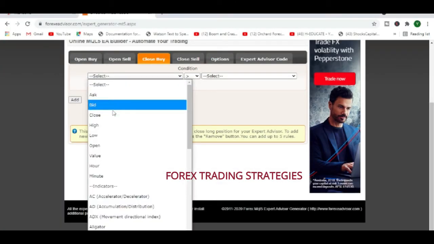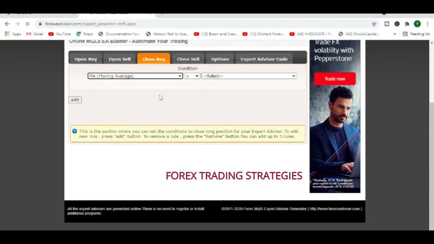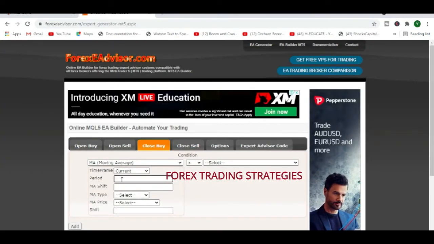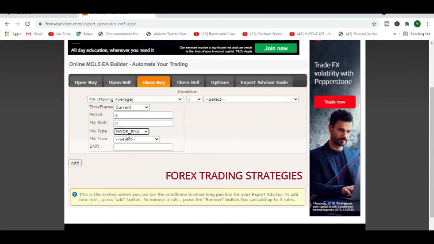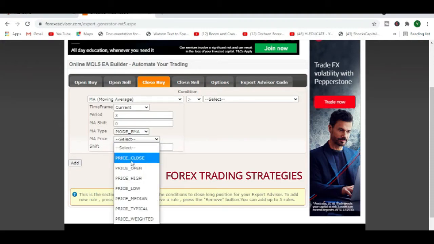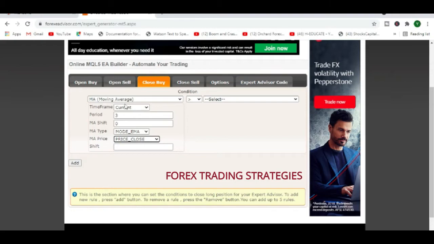So let's just do that. Again, we tell the robot that when the 3 period moving average, by the way, make sure that you correctly identify the moving average that you are talking about. Don't have an EMA here and an SMA here, or an LWMA here. Make sure that you are talking about the same indicator. So make sure that everything matches what you did from the beginning.